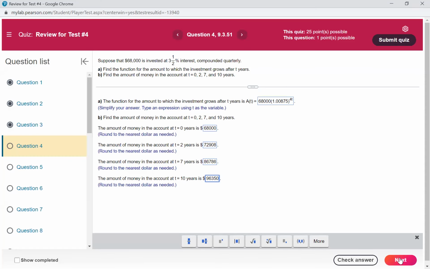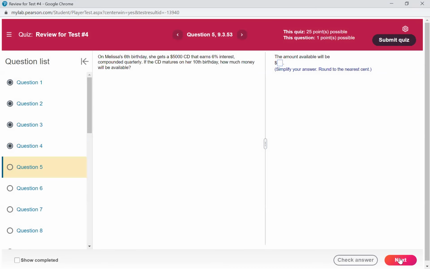All right, y'all. So next, I think it's the little girl with the birthday. So let's see, Melissa's 6th birthday. She gets a $5,000 CD, 6% interest, compounded quarterly. If it matures on her 10th birthday, how much money will be available? And notice this one, we got around to the nearest cents. So that means 2 decimal places on this one.